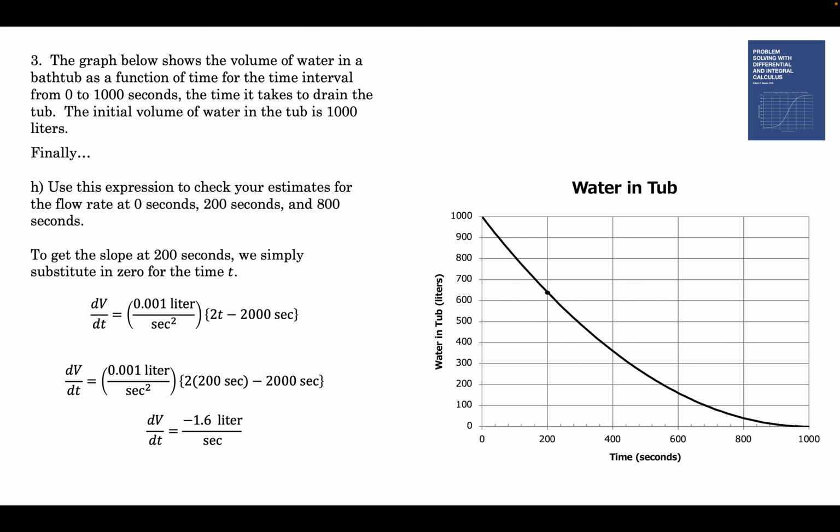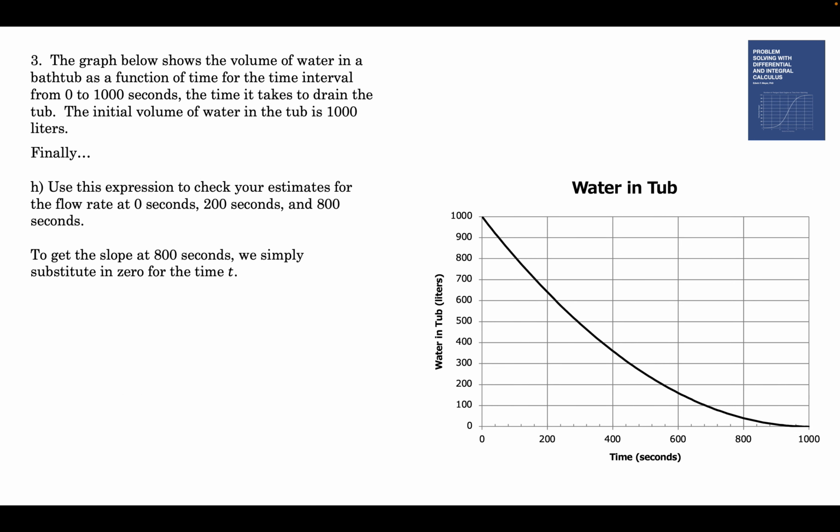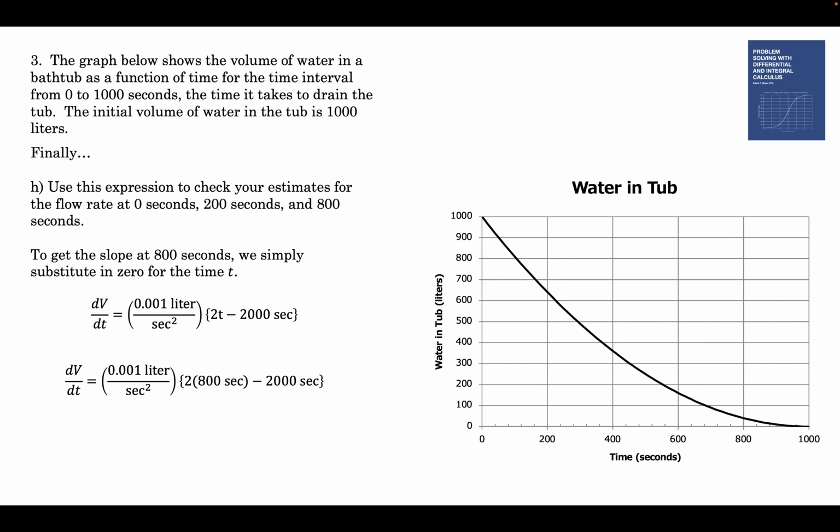Finally, we go to 800 seconds. We stick it in. There's the equation. If you stick in 800, you get 1,600 minus 2,000, which is minus 400. Minus 400 seconds times 1,000th of a liter per second squared is minus 0.4 liters per second. And if you remember, that's the slope we got at 800 seconds. If you are not completely lost, congratulations.